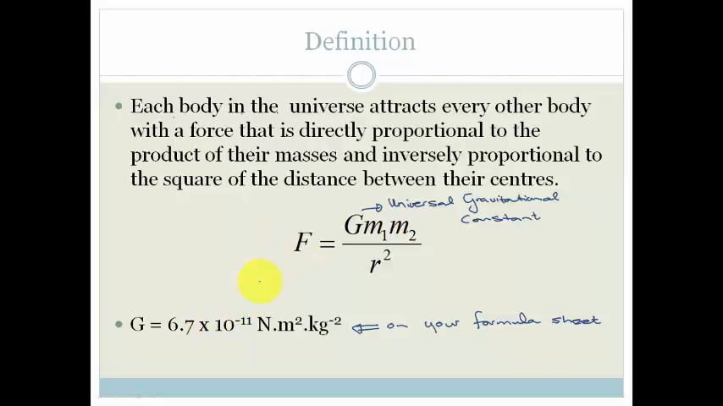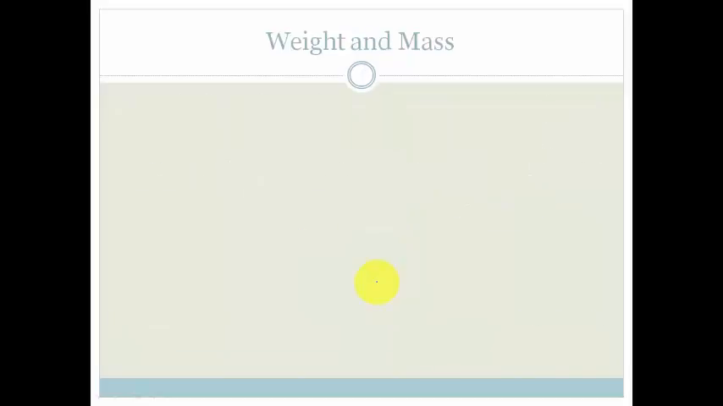Okay, so that is Newton's law of universal gravitation, and we are going to do more examples using this, but let's talk a little bit more about other things at the moment. First of all, we need to know the difference between weight and mass, because that is very important.